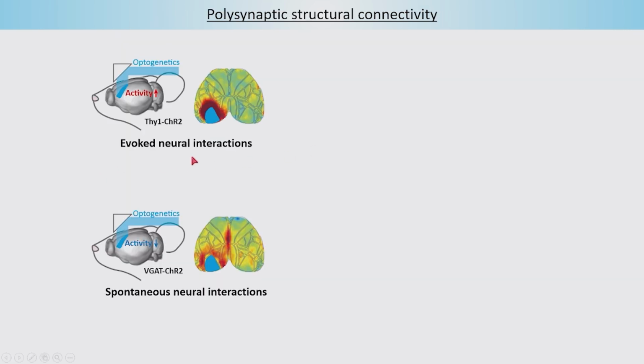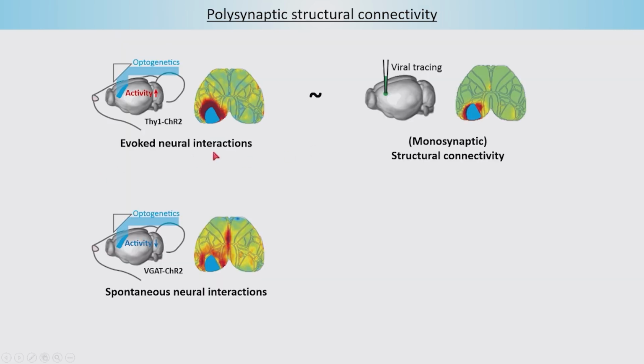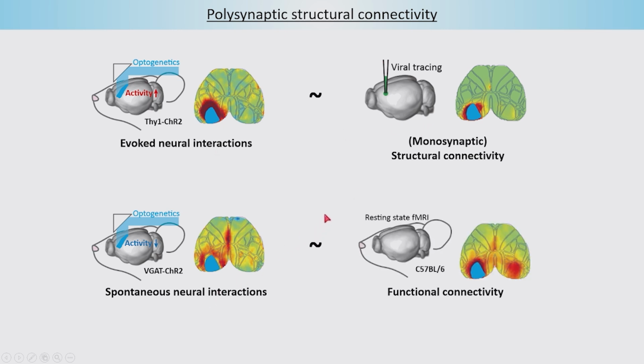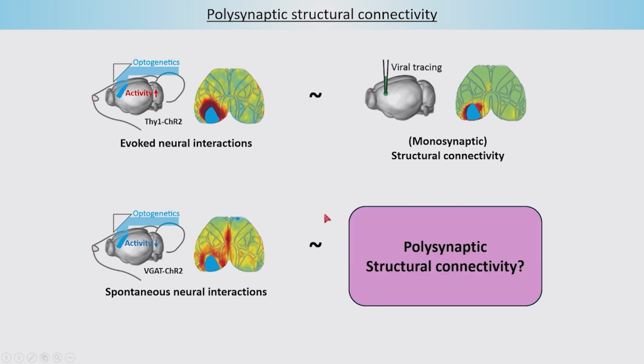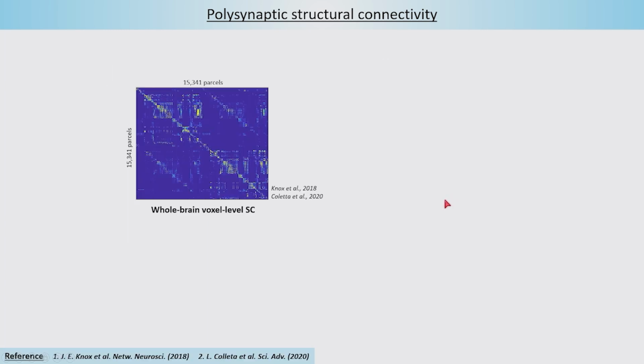So far, we have observed that this evoked neural interaction resembles the pattern of structural connectivity, and spontaneous neural interaction resembles the pattern of functional connectivity. So we set our next goal to see whether we can explain these optogenetic fMRI responses by polysynaptic structural connectivity. We began with this whole brain voxel level structural connectivity from a previous publication.